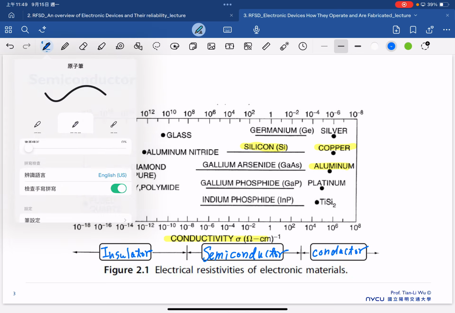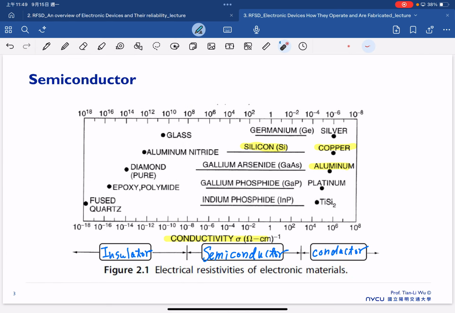So the semiconductor can have a very wide range of conductivity that gives us a very good capability to control the conduction of the electron over a very wide range. And because of this capability to control the conductivity, we can use the semiconductor in the end to make an electronic switch.